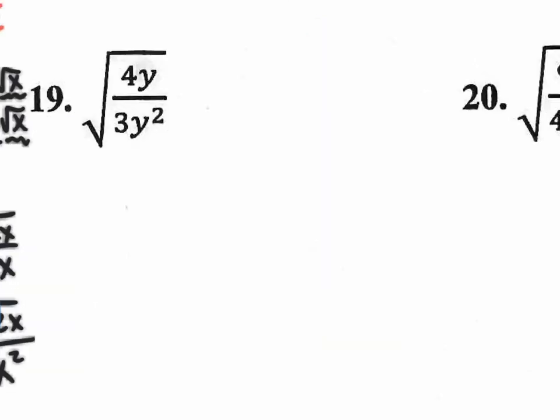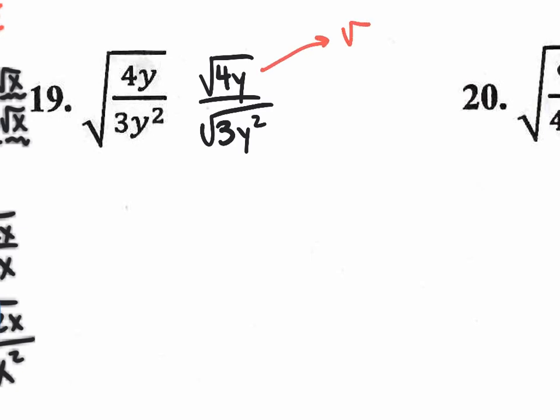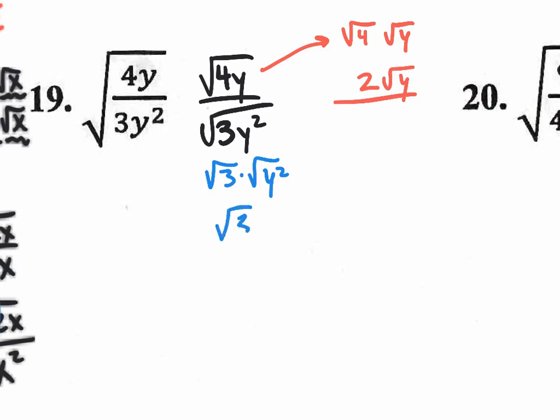Number 19, we're going to split the root. Now, I want to do the numerator in red up here. I'm going to split the root. It'll be the square root of 4 and the square root of y. Now, the square root of 4, that answer is 2, and the square root of y is going to stay. On the bottom, I want to do this one in blue. When you split it, you're going to have the square root of 3 and the square root of y squared. And we should all know that the square root of y squared is y. So you really have the square root of 3 times y, and you want to put that y in front.